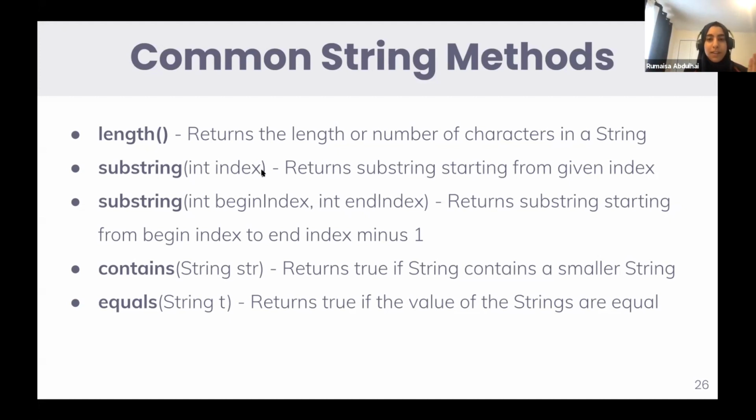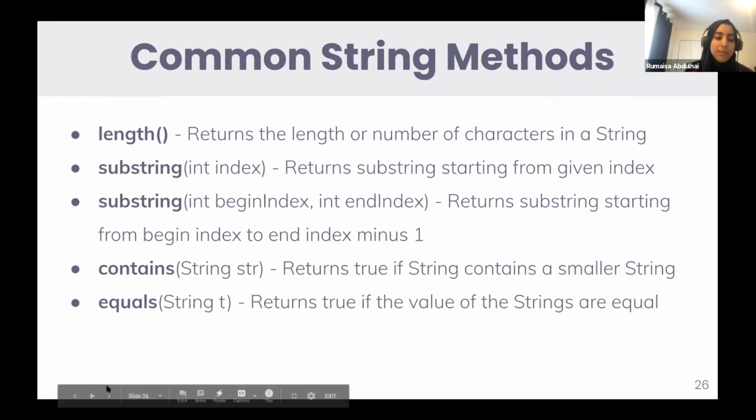And then finally, we have the equals method, which returns true if the 2 strings are equal. So if I have string name 1 equals Ramaisa, string name 2 equals Ramaisa, I want to see if they're equal. So Ramaisa dot equals Ramaisa will be true, right? But if I have another string like Ramaisa and Ro'a, that will be false. All of these methods, we'll go over how to call them in the next slide.